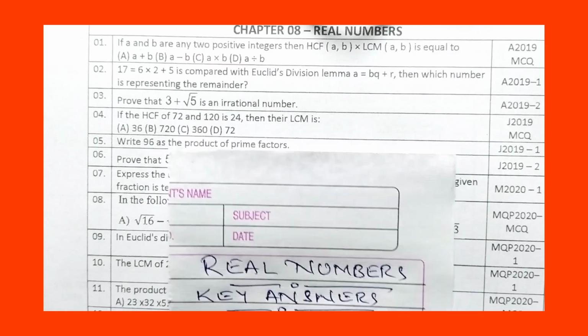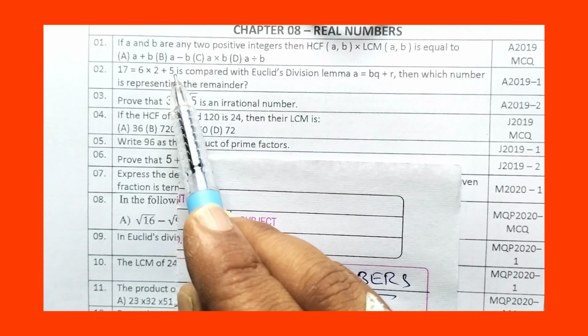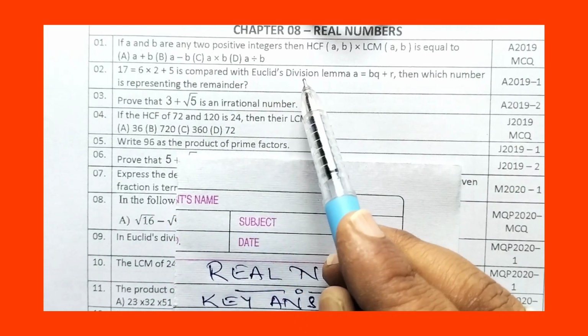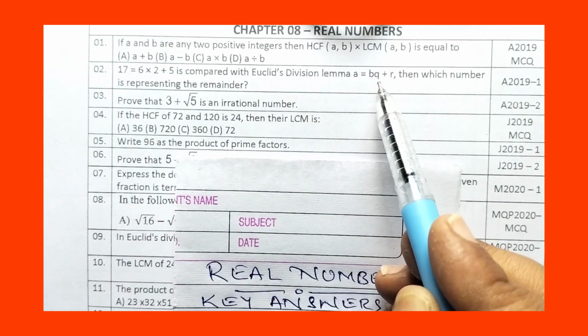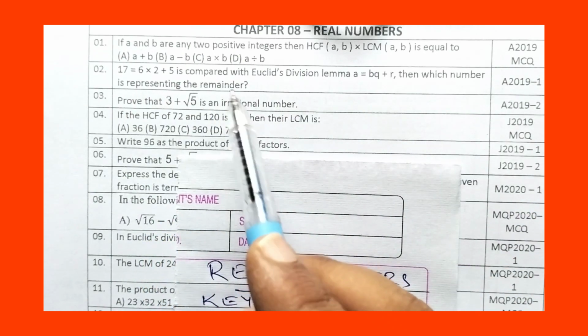Now let us move to the second question. 17 is equal to 6 into 2 plus 5 is compared with Euclid's division lemma, A is equal to BQ plus R. Then which number is representing the remainder?